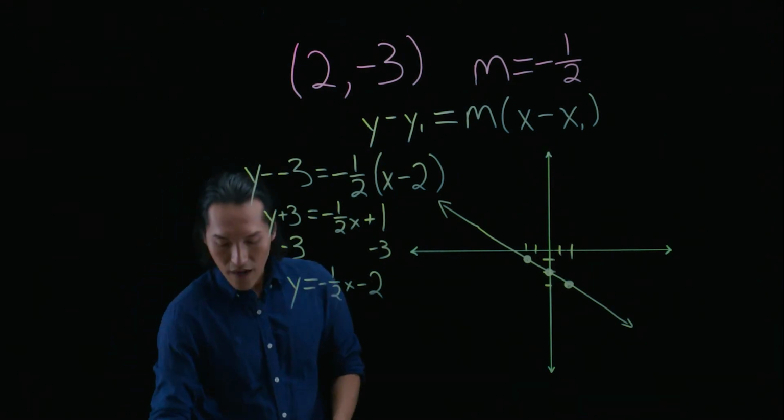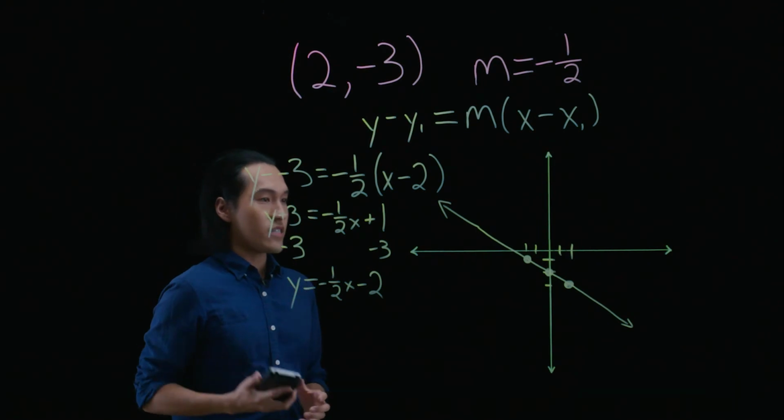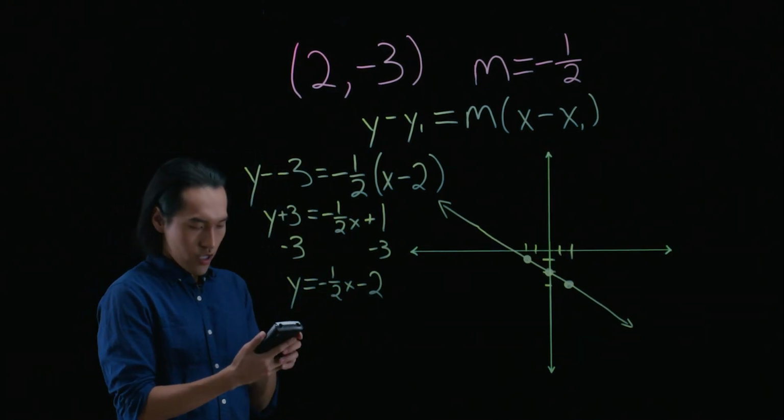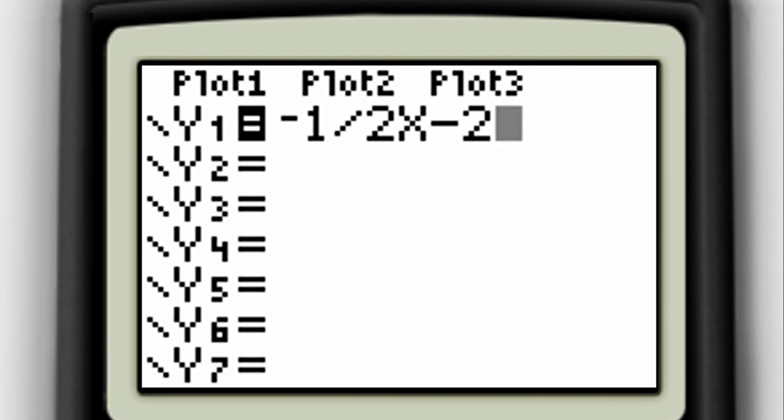This is what the final graph should look like. And of course, we can use our graphing utility to check our answers to make sure everything's correct. So we turn it on, we go to y equals, and then we just plug in this equation, which is negative 1 over 2 x minus 2. Press enter, go to graph, and a line should show up on your graphing utility that resembles the line that we just graphed by hand.